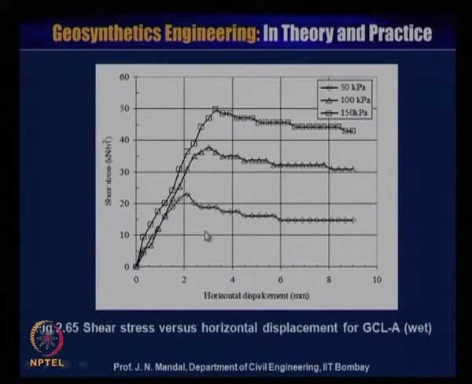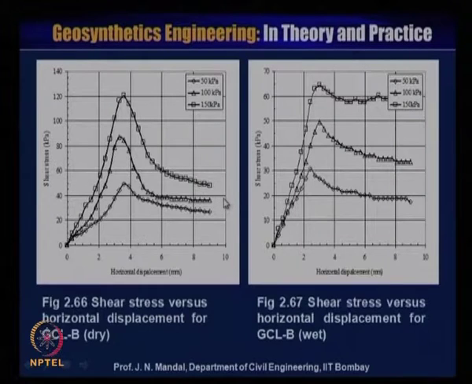Similarly for the geosynthetic clay liner A in wet condition, this is the shear stress versus the horizontal displacement. You can see here also a similar nature of the curve under the different pressures 50, 100 and 150 kilopascal. This figure shows the shear stress versus the horizontal displacement for the GCL B in dry condition. You can see how the shear stress value is increasing. It goes up to 120 and then it is decreasing and then almost constant.